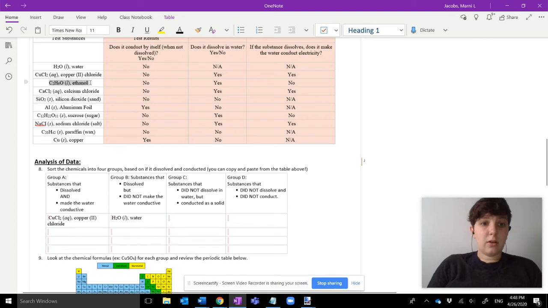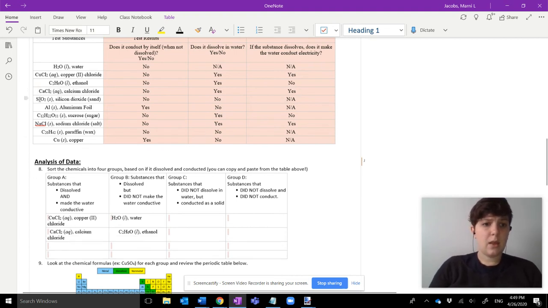Next is ethanol. It doesn't conduct by itself. It does dissolve in water, but then the water doesn't conduct. So that looks like it goes here in group B. It dissolves, but it does not make the water conductive. Calcium chloride, when dissolved in water, so the aqueous calcium chloride, it doesn't conduct by itself. It does dissolve, and then it does make the water conduct. So that's in group A.